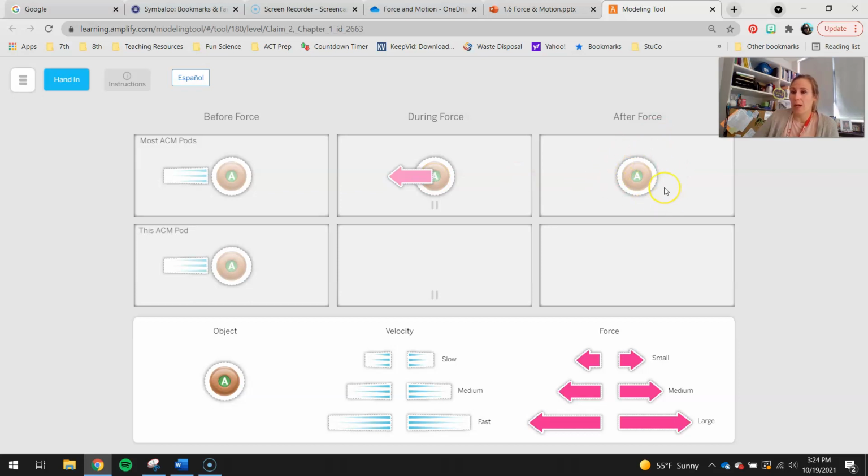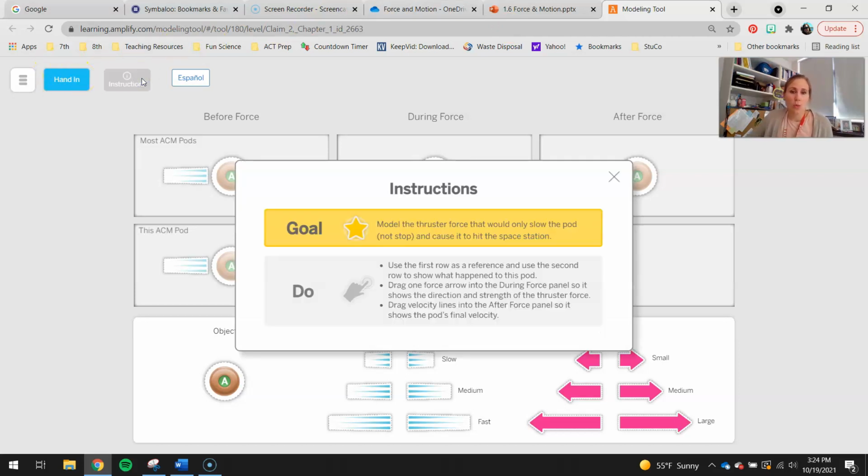That stops the pod, which allows it to dock with the space station. But in claim 2, we had a different hypothesis about what happened. Remember that this one, you're gonna model the thruster force that would only slow the pod, not stop it, and cause it to hit the space station. So we're not talking about a collision yet.